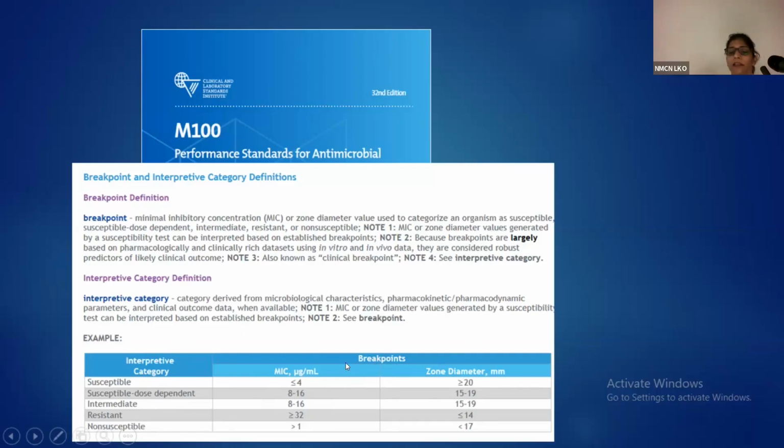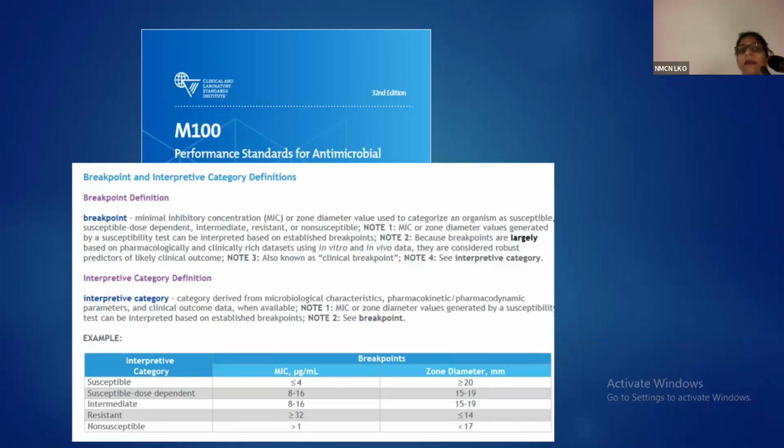All right. For example, according to this chart, to consider an organism as susceptible, the MIC has to be less than or equal to 4; only then will it be considered susceptible. If the MIC is greater than or equal to 32, then it will be resistant. Similarly, the breakpoints are given for zone diameters also. MIC and zone diameters correlate with each other. So for each organism, they have given zone diameters to categorize it as susceptible or resistant, and for the same organism, they have given MIC breakpoints also.